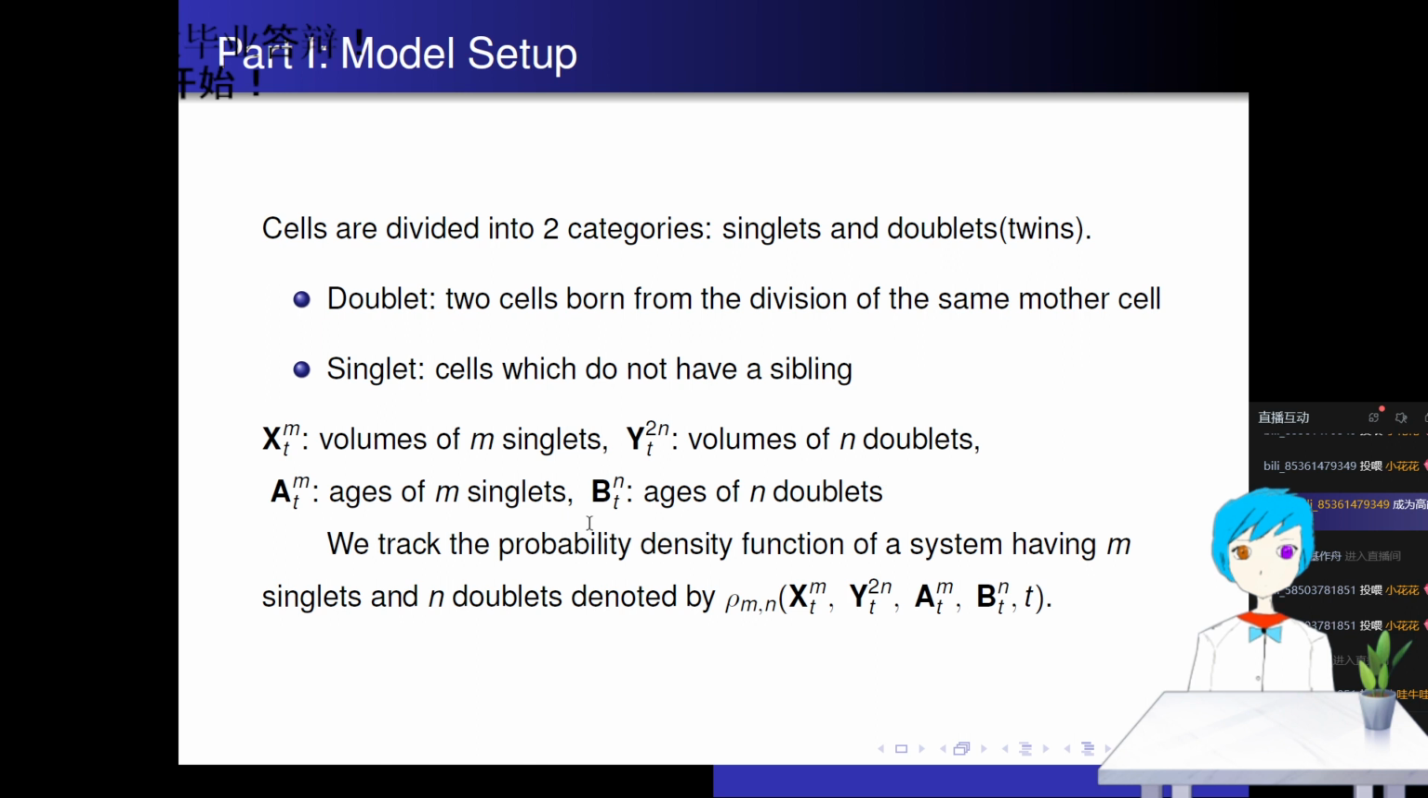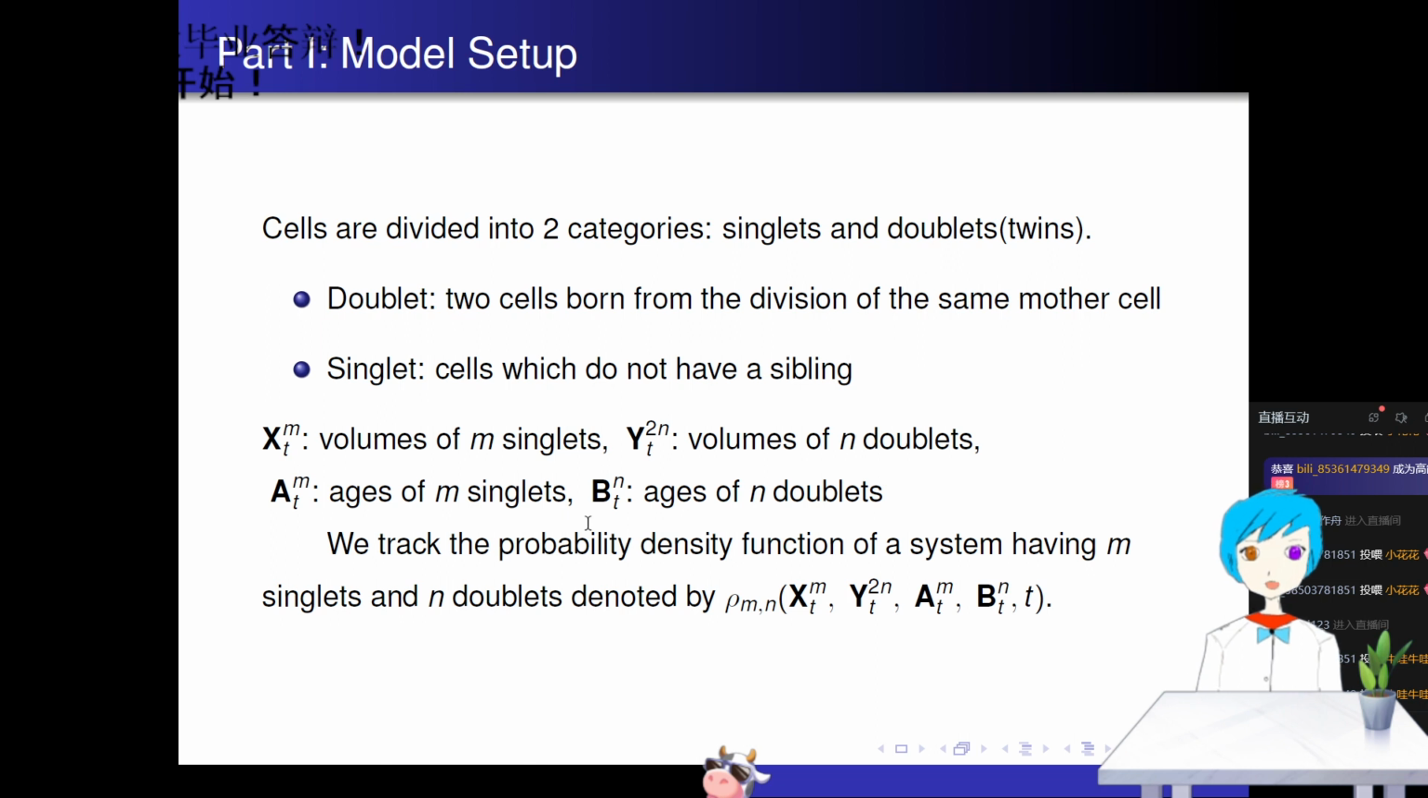What makes me a singlet? How do I become a singlet? Suppose we have a twin right now, but one cell divides before the other, so they're no longer siblings. Yes, exactly. Thanks for the clarification.